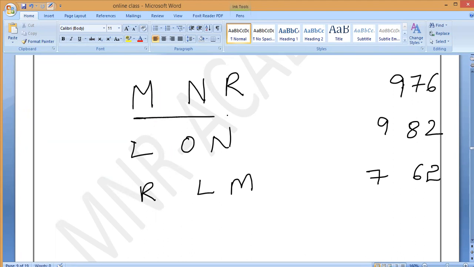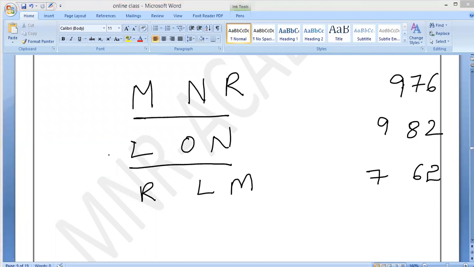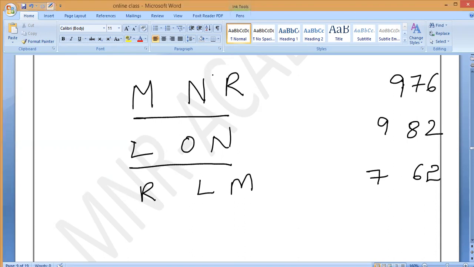See first two rows. What is the common? N. O is 8, ma'am. N is the common, correct? So O is 8. N code is 9.